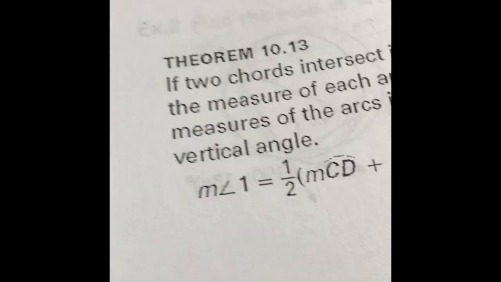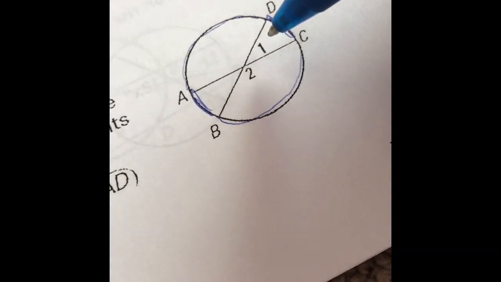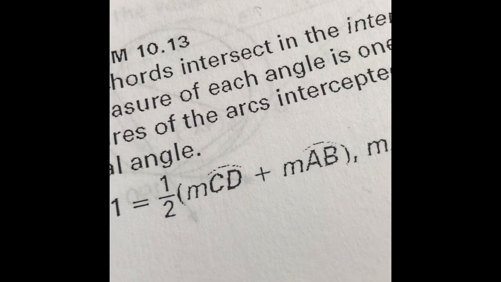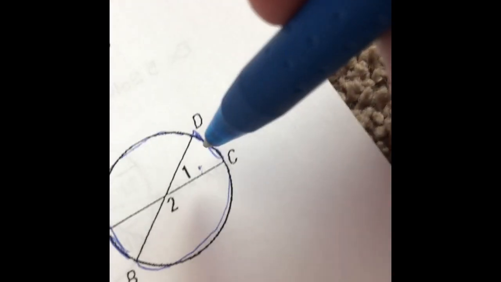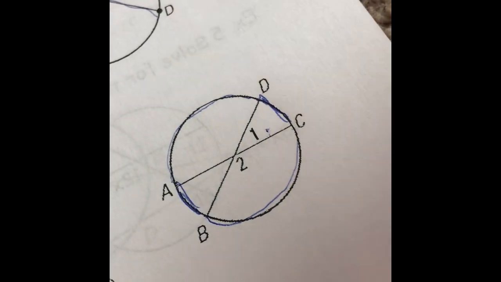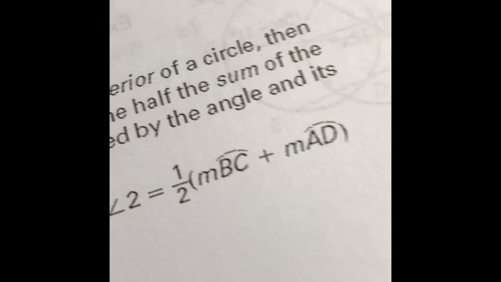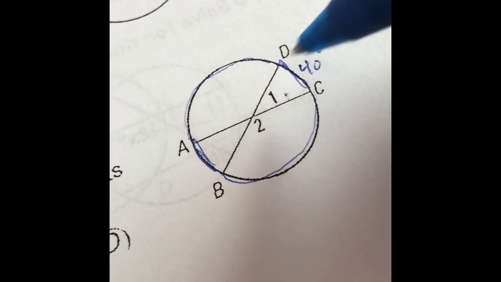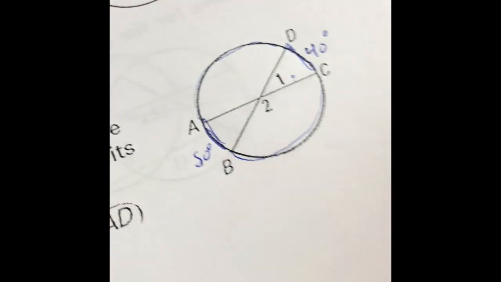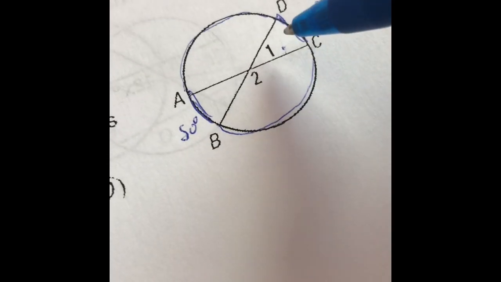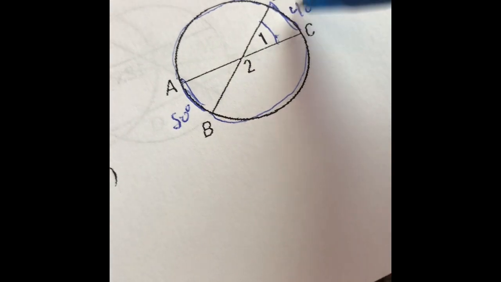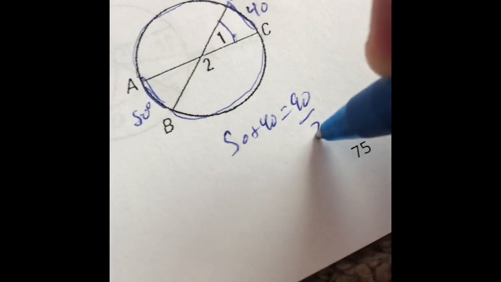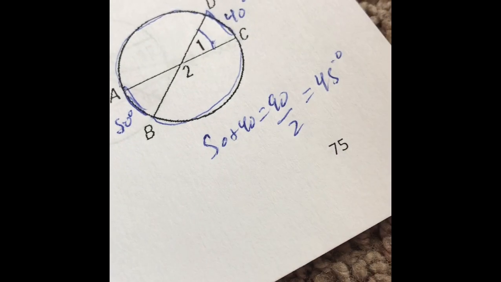Let's take a look at what it says right here. The measure of angle 1, which is right here, is equal to CD plus AB divided by 2. As an example, I'll just make something up right now. Let's say this arc was 40 and this arc was 50. If you want to find angle 1, you add these two up. 50 plus 40 is 90, and then you divide it by 2. That would be a 45-degree angle.